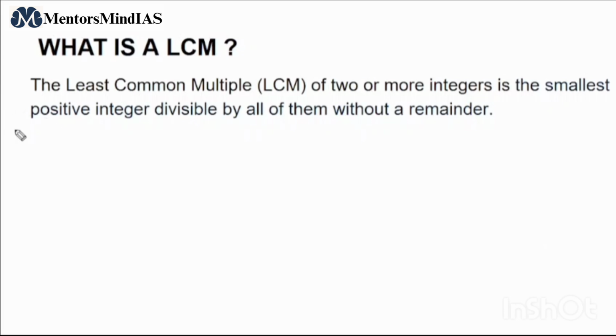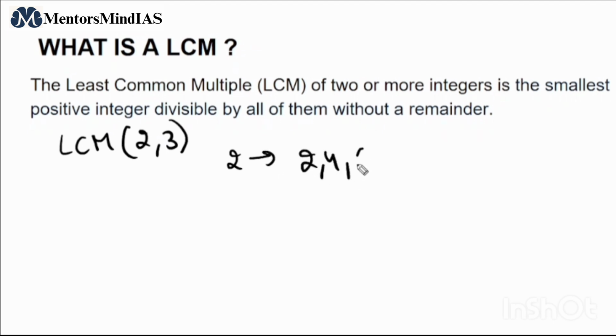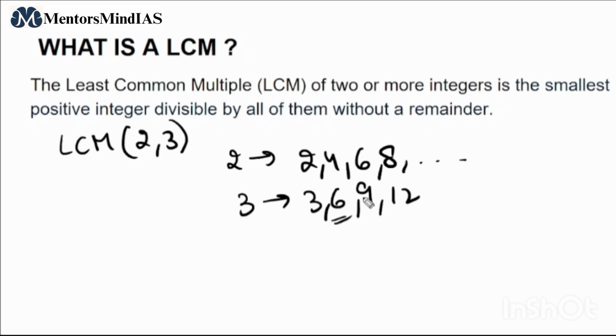For example, let us start with something very basic, LCM of 2 and 3. In order to find the least common multiple, you first write down their multiples. For 2: 2, 4, 6, 8. For 3: 3, 6, 9, 12. The least common multiple in both these lists is 6. So your LCM of 2 and 3 is 6.